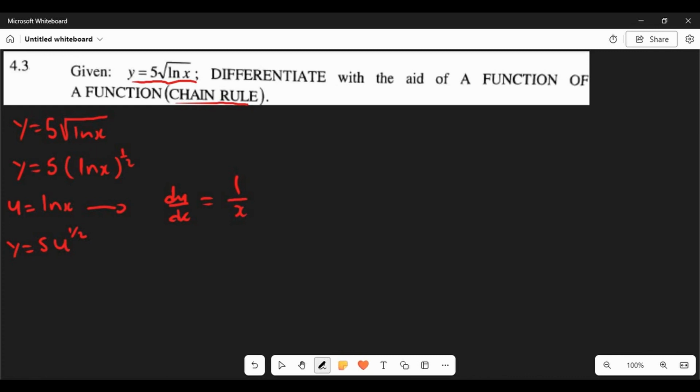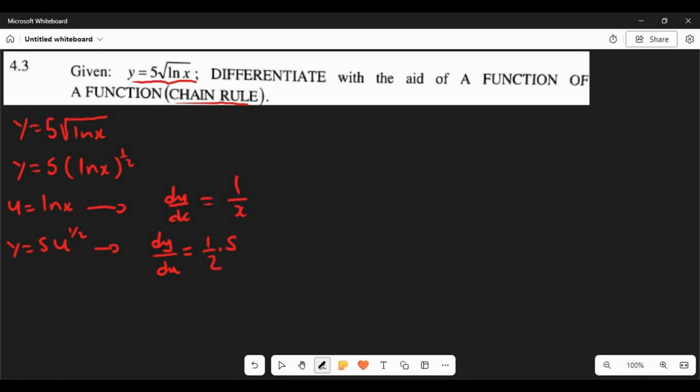So let's look at this one here. Let's differentiate y. When we differentiate y, it's going to be dy over du. When you differentiate this, it is the power rule, which is the standard derivative. Half multiplied by 5.